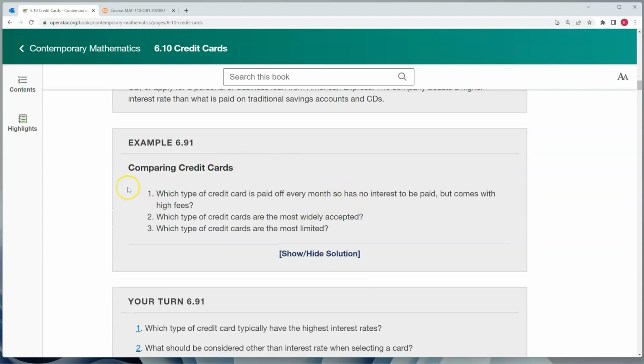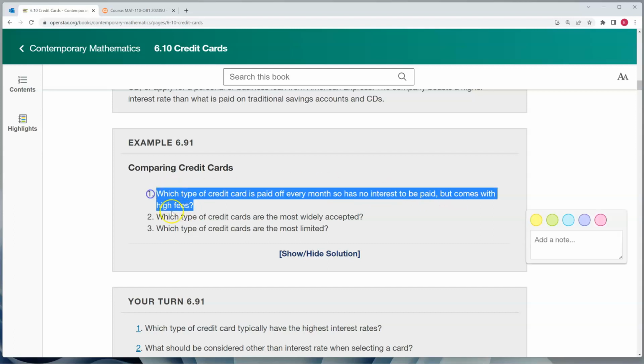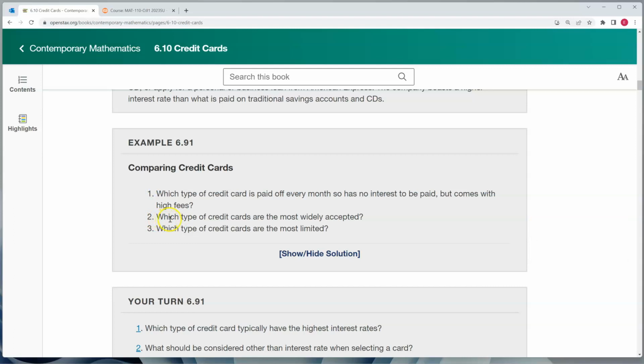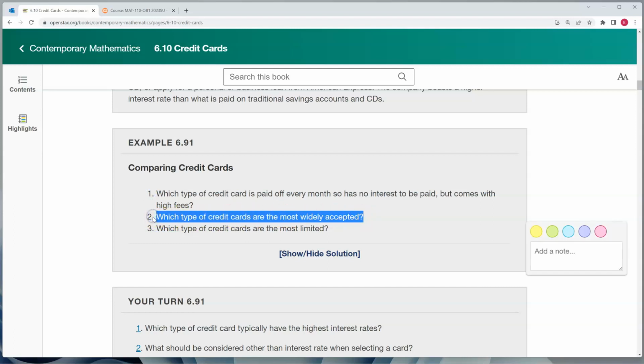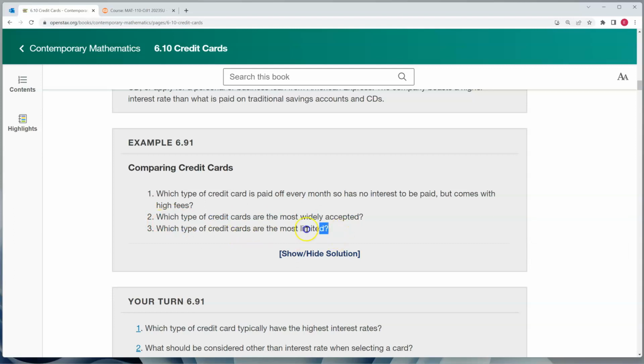So again, let's compare credit cards. Which type of credit card is paid off every month so that it has no interest to be paid but comes with high fees? That's going to be your travel credit card. Which type of credit cards are most widely accepted? That's going to be your bank-issued credit cards. And what types of credit cards are the most limited? That's going to be your store-issued credit cards.